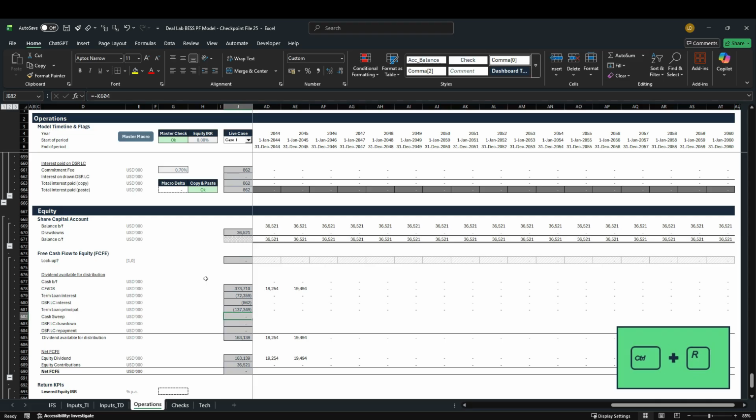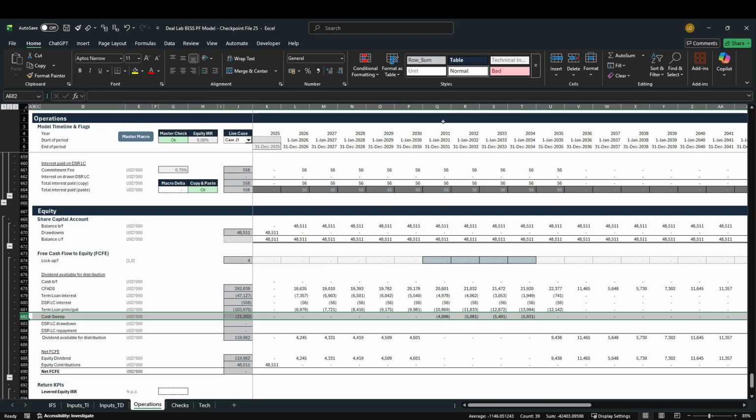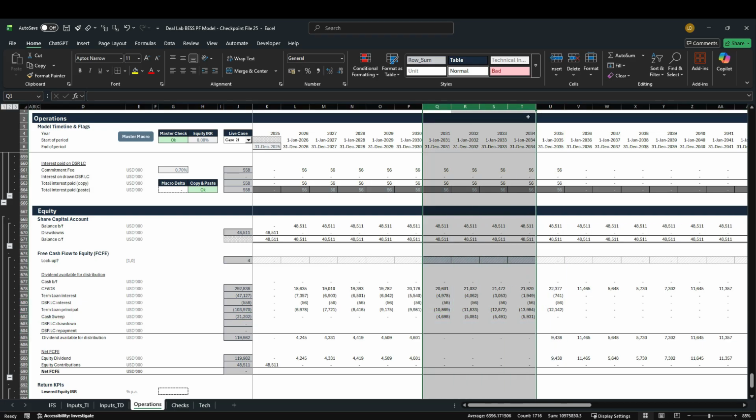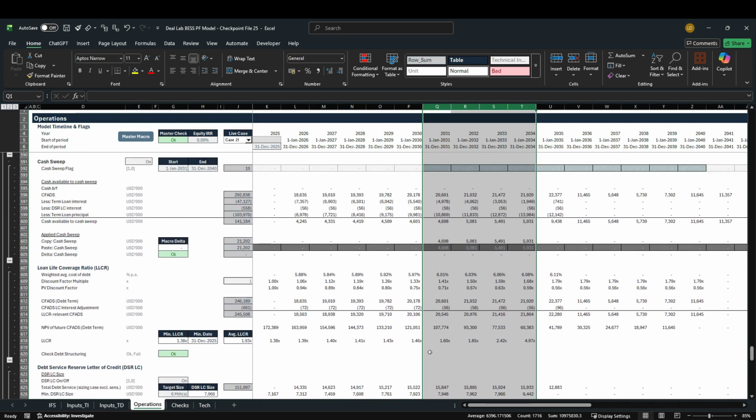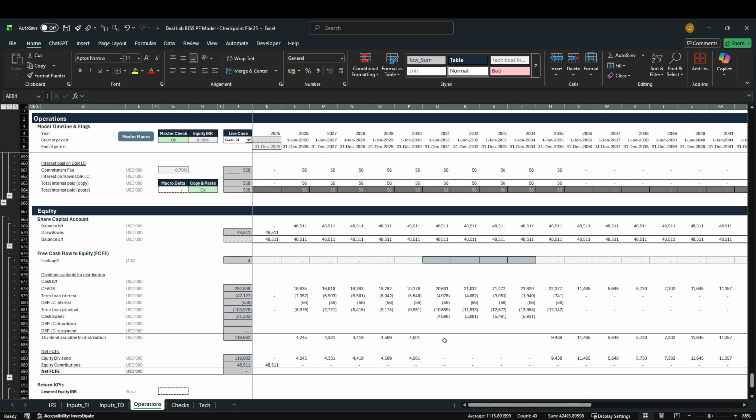Drag this over, Control R, and let's flip on a cash sweep case, case 21. Hit the master macro. And you can see that our cash sweep now shows up right here in years 2031 to 2034. Let's scroll up. And the cash sweep row here is indeed positive, so we flip the sign to make sure that it's flowing out negative in 682.